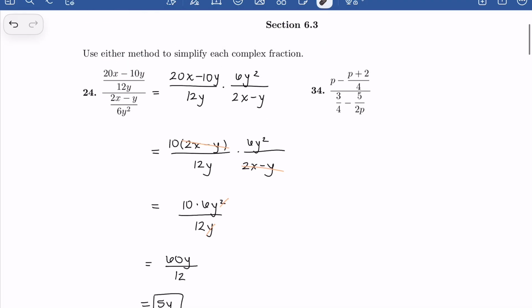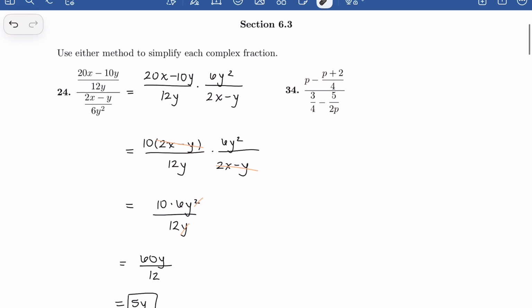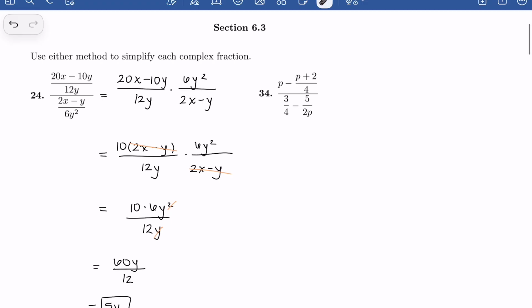So this is how we would simplify this complex fraction using our first method. For the second problem, like I mentioned before, I'm going to use the second method. Now, this method includes multiplying by the LCD of all of the denominators for each of the fractions.